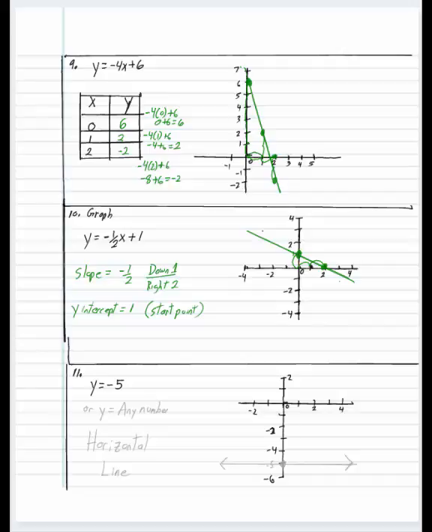Y equals -5. If y is equal to -5, or for that matter, y is equal to just any number, your answer is always a horizontal line. Let's find out where y is -5, which will be right here. And then let's put in a horizontal line. Very good.